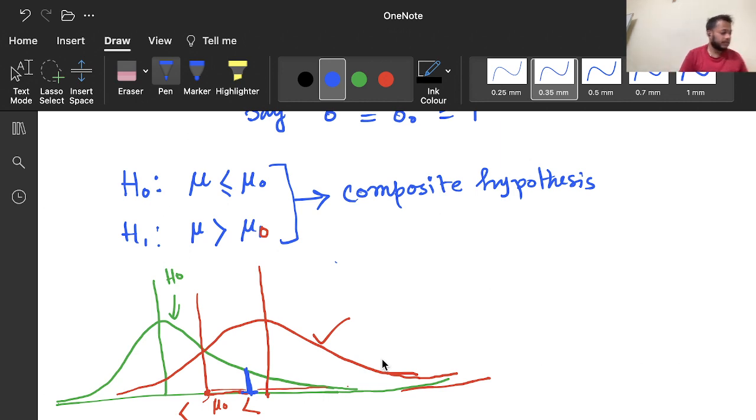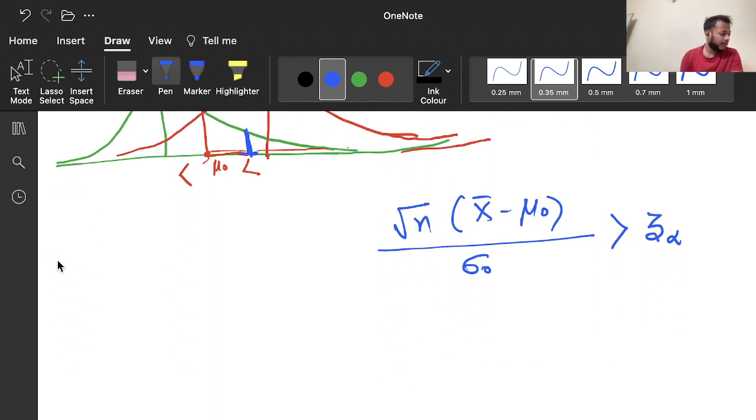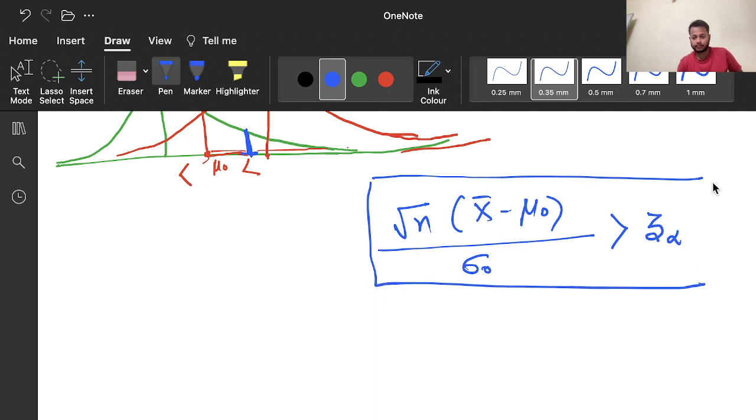Let me tell you another thing. Suppose in case 1, if my hypothesis is such that mu is greater than or equal to, then this will be my test, and this will be my most powerful test.